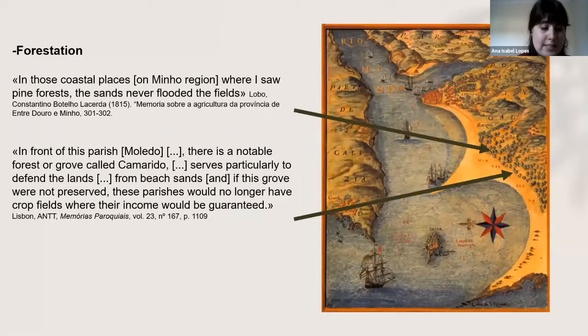The ability of the forest to defend communities from sand and to make them less vulnerable is also praised, in particular pine forests. For example, the priests of Cristelo and Mujães in 1758 mentioned the presence of the Camarido National Forest, made up of cork oaks and pine trees, which defends their parishes from being covered by sand.